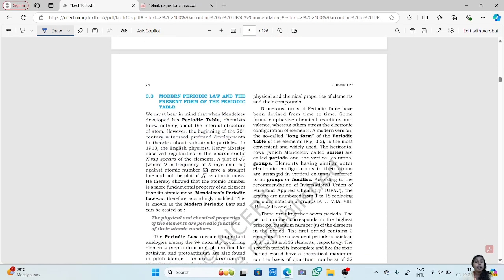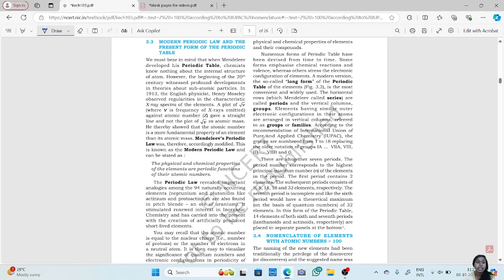Next is the modern periodic law and the present form of the periodic table. Now we must bear in mind that when Mendeleev developed his periodic table, chemists knew nothing about the internal structure of the atom. So at that time none of them knew the internal structure of an atom, how an atom looked. No one had known this.